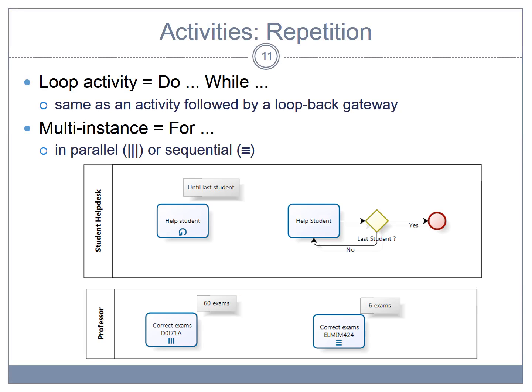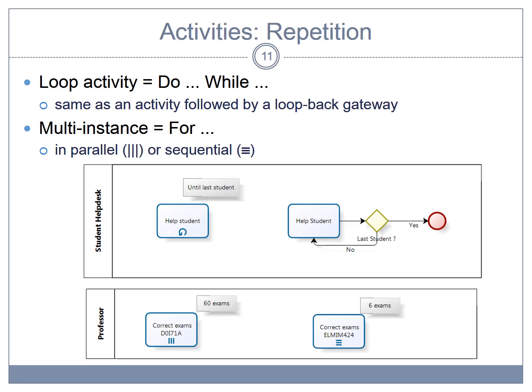We can also indicate that activities have to be repeated. And there are 2 ways we deal with repetition. First, we have the loop activity, which would be the equivalent of a do-while statement in a programming language. So it means that you repeat it sequentially and you always check a condition to decide whether or not you're going to continue and repeat once more.